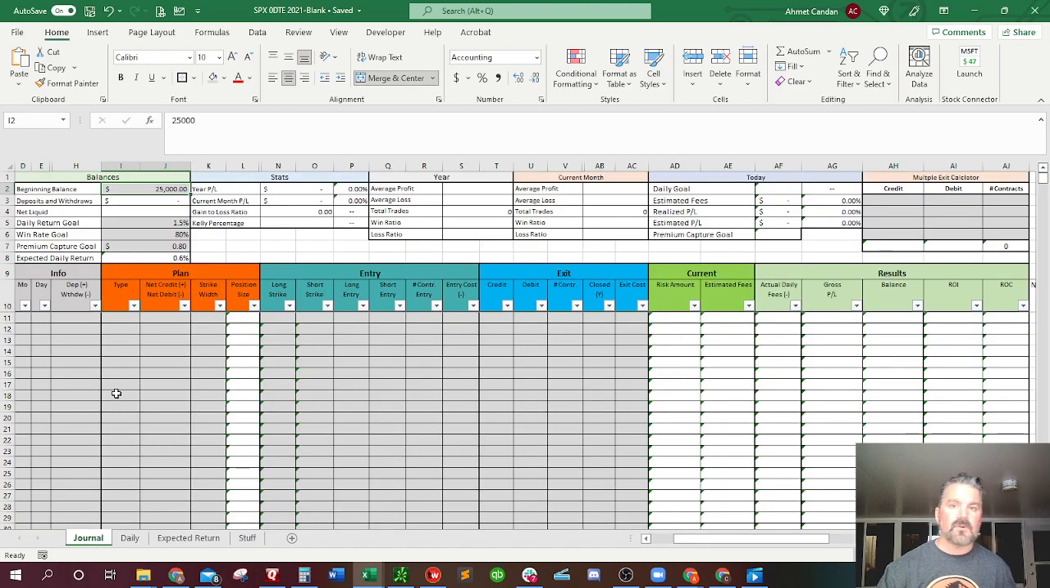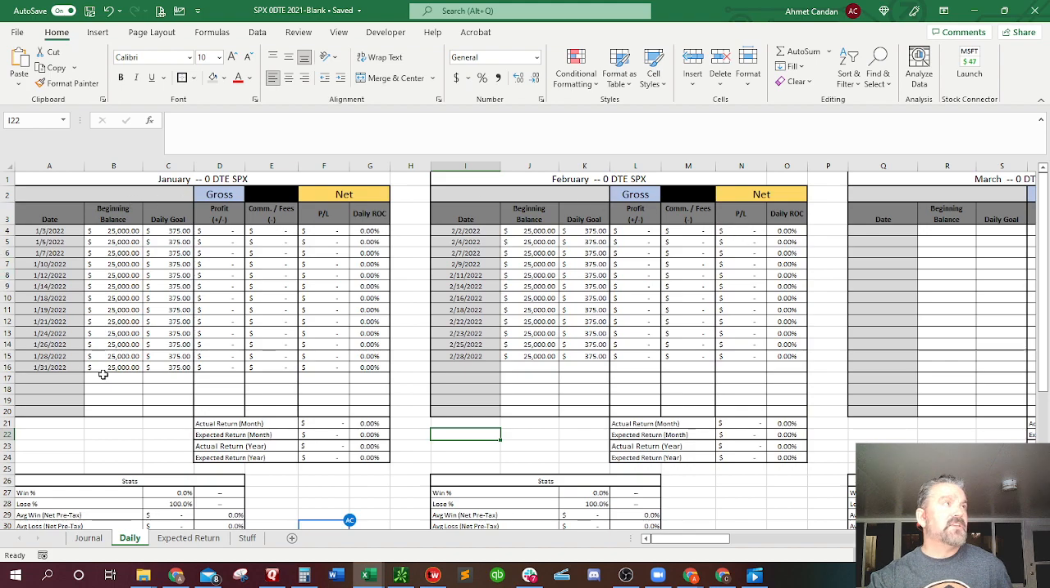Journal is where we enter our individual spreads, and we'll definitely get into detail with this. But you'll notice up here there are some grayed out cells where we do need to enter some values before we can get started. Obviously, your beginning balance, really simple. I just threw $25,000 in here as a default value. These other ones we'll talk about here in just a little bit, and I'll give you an idea of why I have these values in here that I do.